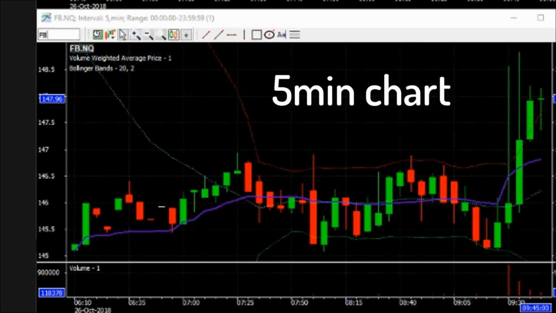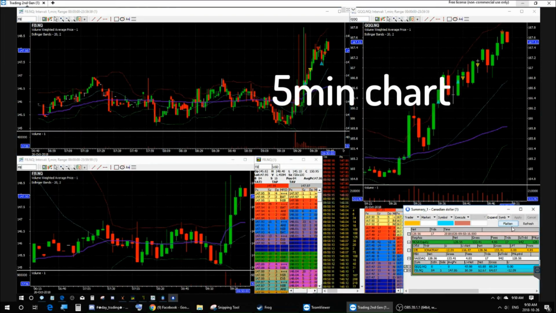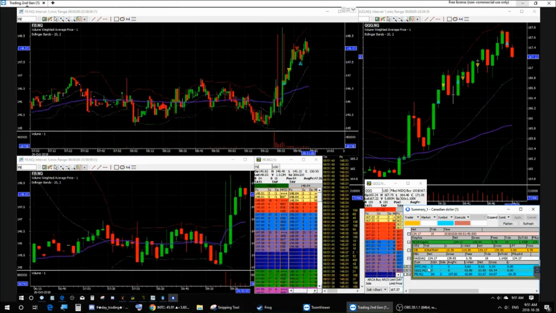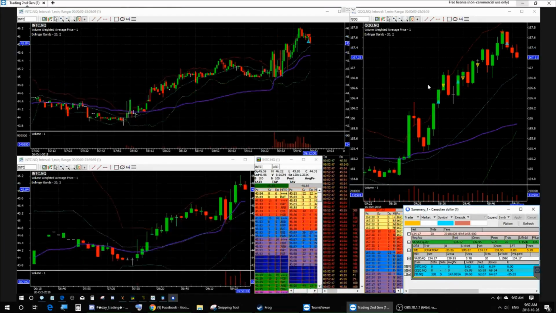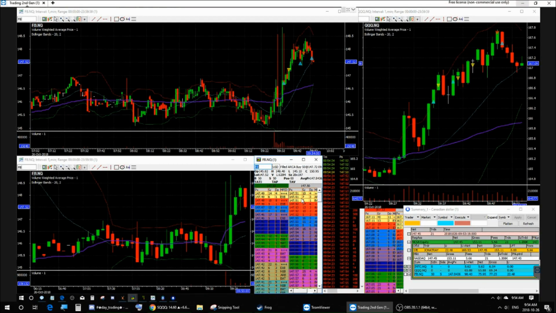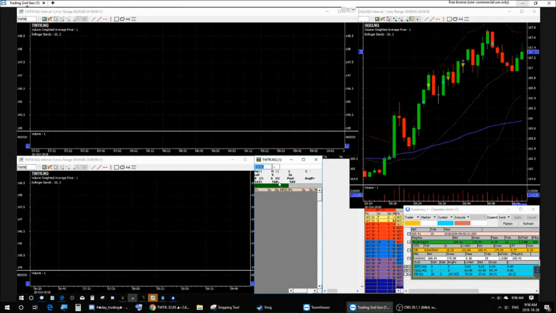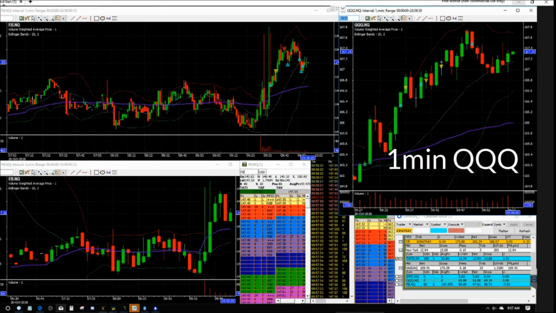Beneath it I keep a 5-minute chart because it goes hand in hand with the Bollinger Bands. I like to see a different time frame and get a different opinion on how much volatility there actually is in correlation with the VWAP, because sometimes when you're far away from the VWAP you can't get an accurate read on the 1 minute volatility.